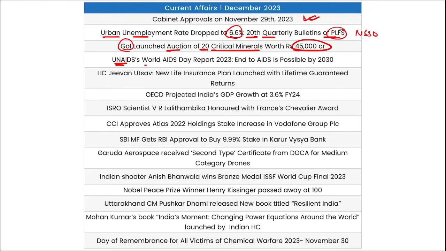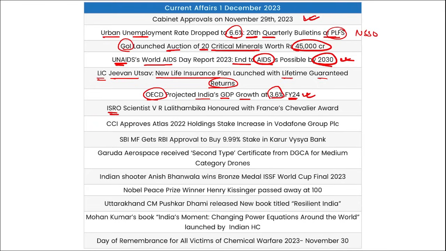Then the UNAIDS World AIDS Day report was released, and according to it, an end to AIDS is possible by 2030. Then LIC Jeevan Utsav, a new life insurance plan launched by LIC with lifetime guaranteed returns. Then OECD projected India's GDP growth at 3.6% in fiscal year 24. ISRO scientist VR Lalithambika was honored with the Francis Chevalier Award, the highest civilian award of France.